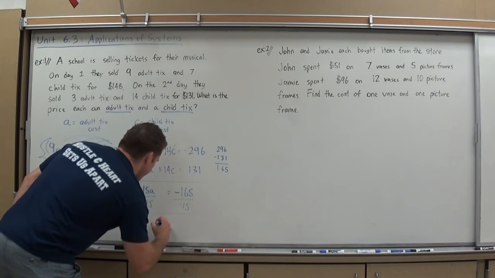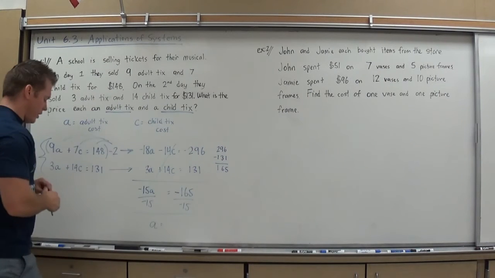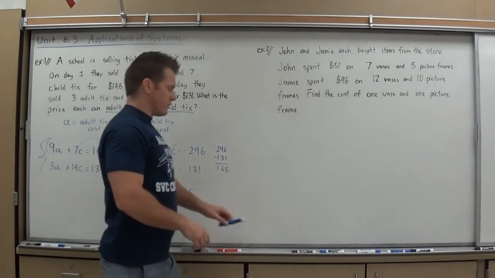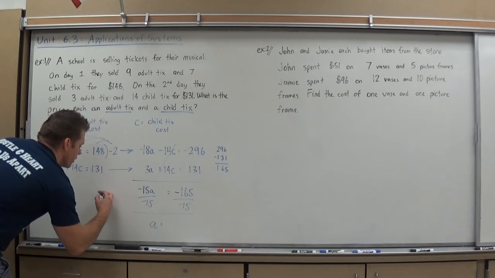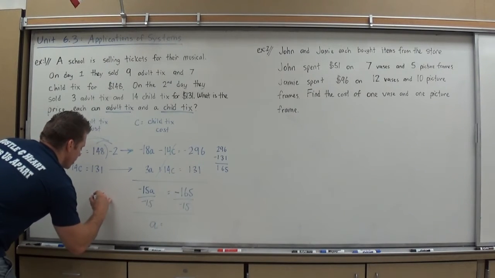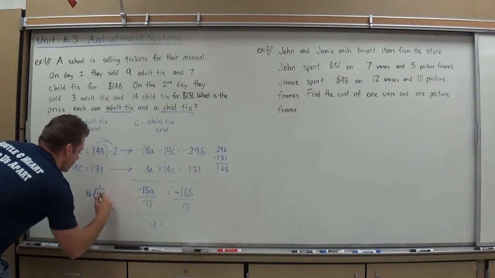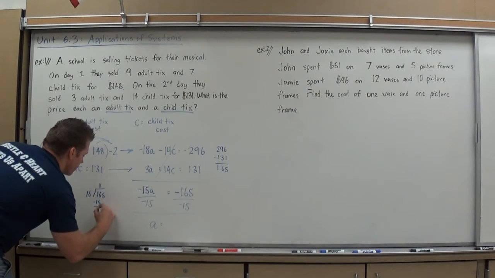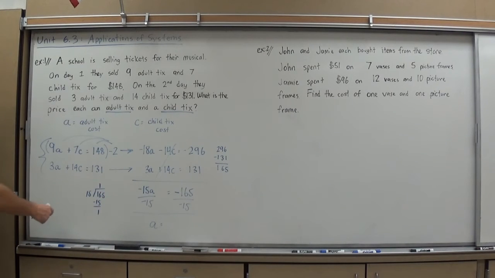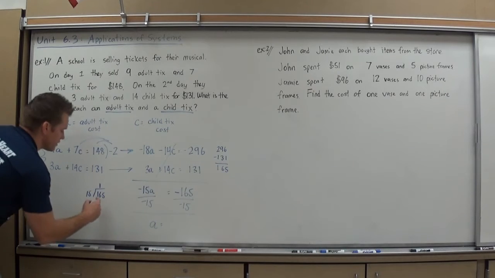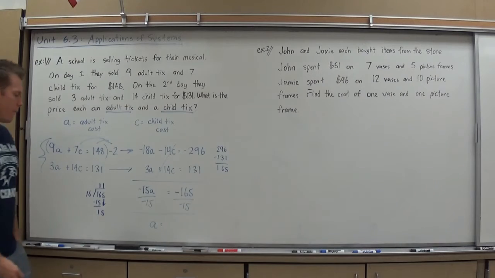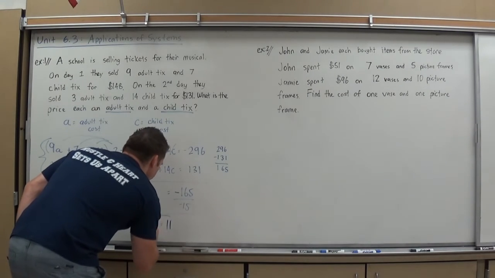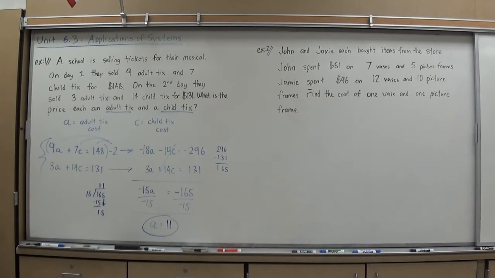And I get that A equals, and I need to figure out what negative 165 divided by negative 15 is. A negative divided by a negative is a positive. And so I'll just go ahead and work out the long division here on the side. Okay, 15 goes into 16 one time. 1 times 15 is 15. 16 minus 15 is 1. Carry down the 5, so it's 11. So I've got the first solution. According to this, the A should cost $11.